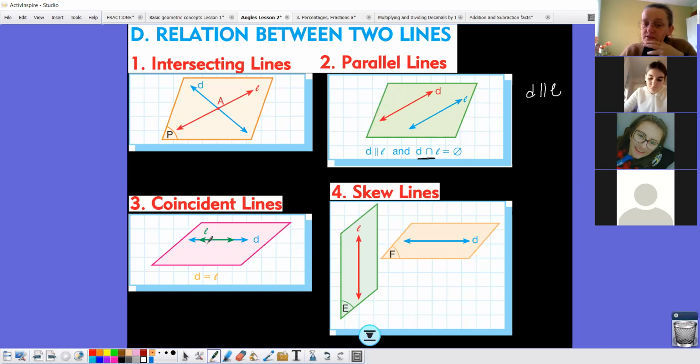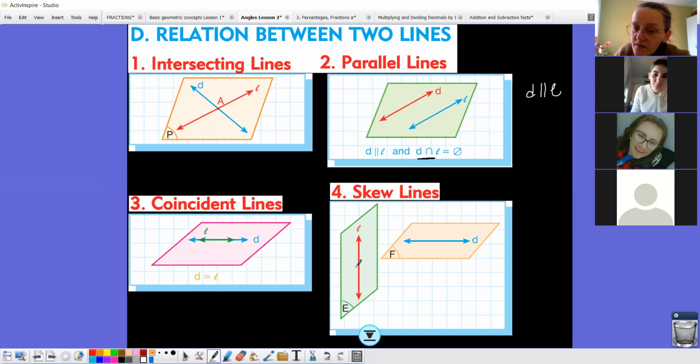Coincident lines. Coincident lines are exactly the same ones. For example, if you can see me, I have two pens like this. For example, now they are coincident to each other, okay? So as you can see here, D and L are equal to each other and they are coincident.